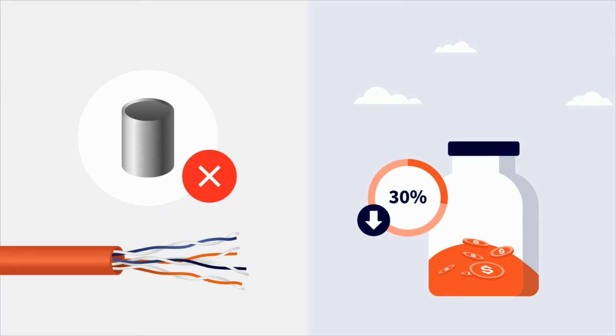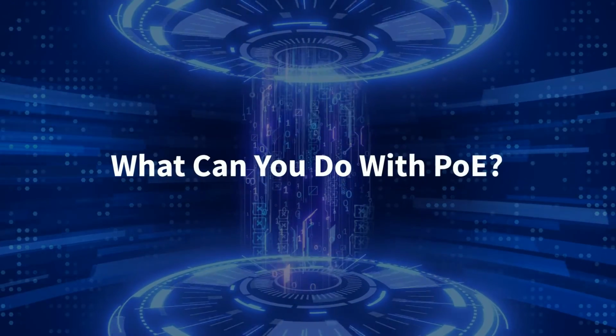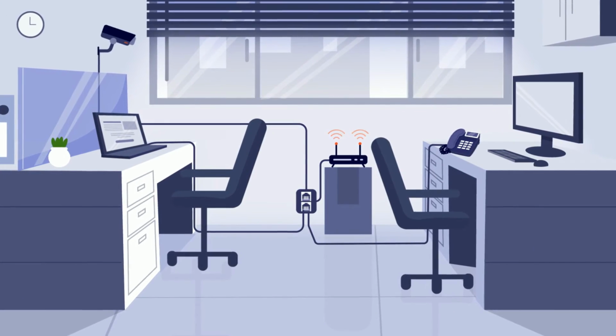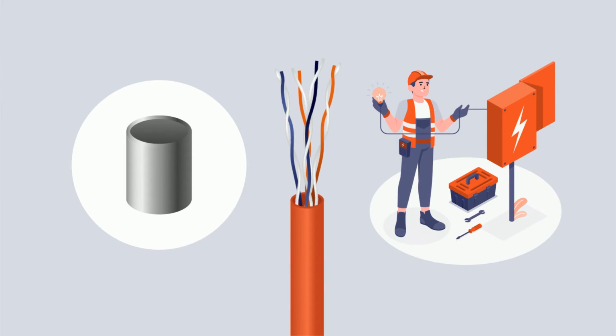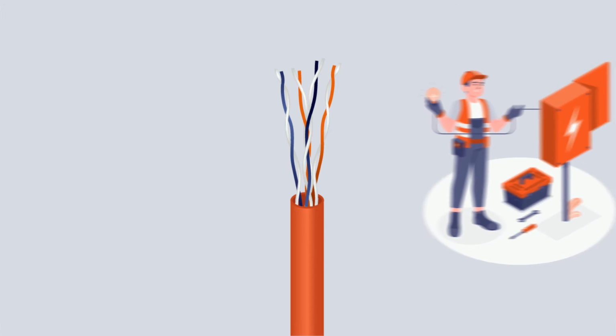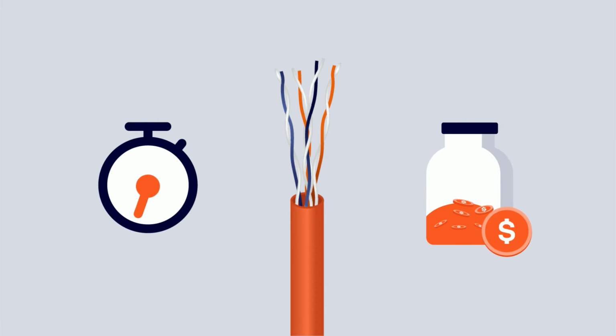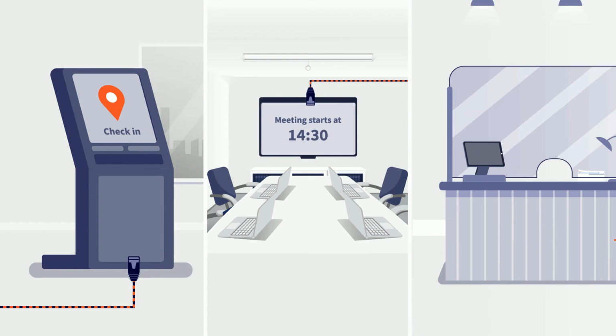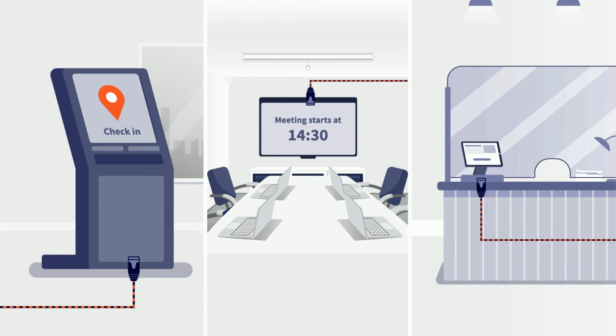by 30%. What can you do with PoE? Power over Ethernet lets you make your spaces smarter and more intuitive. By installing Ethernet cables that don't require conduits and electricians, you can quickly and affordably make your check-in kiosk, conference room signage, and point-of-sale stations as smart as your new iPad or Surface Go.